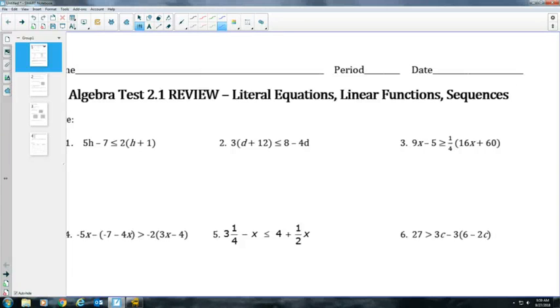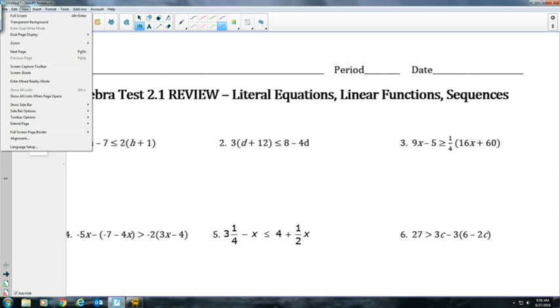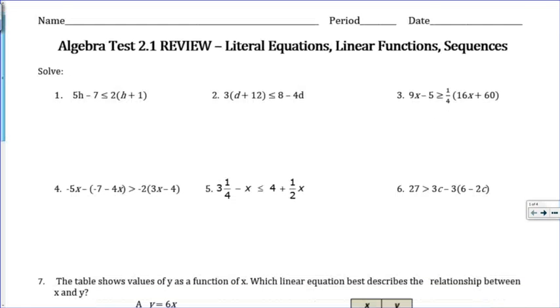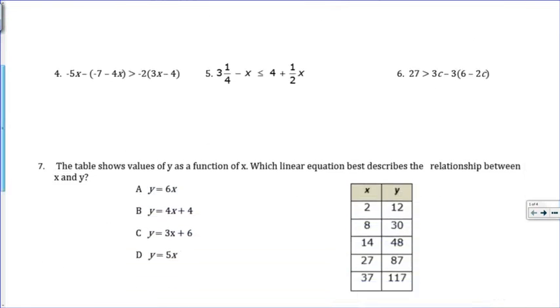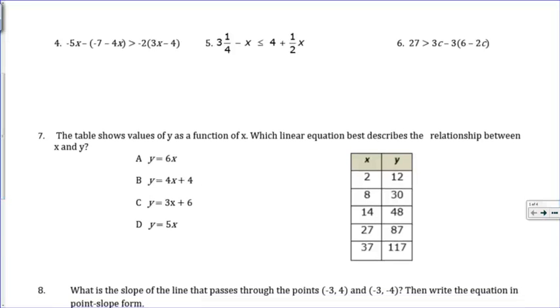Okay, this is your review tutorial video for your test 2.1, literal equations, linear functions, and sequence. I'm just going to go through and do a few problems that you might have questions on, so you can use those for reference as you're finishing the rest of your review. I'm going to start with number 4 and solving inequalities.